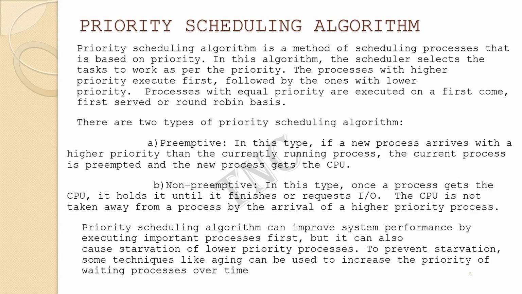Processes with equal priority are executed on a first come, first serve basis or round robin basis. There are two types of priority scheduling algorithms. One is preemptive and another one is non-preemptive. In preemptive scheduling, if a new process arrives with a higher priority than the currently running process, the current process is preempted and the new process gets the CPU. In non-preemptive scheduling, once a process gets the CPU, it holds it until it finishes its request, and the CPU is not taken away by the arrival of a higher priority process.